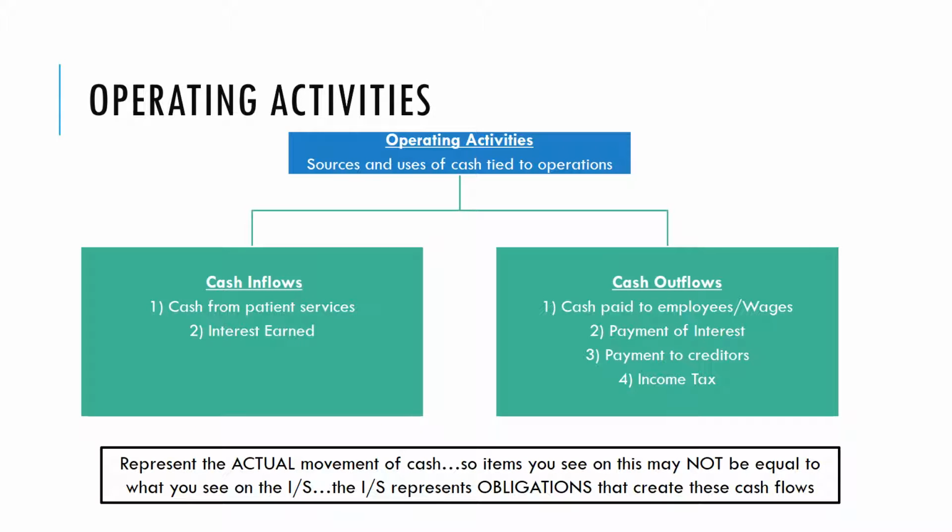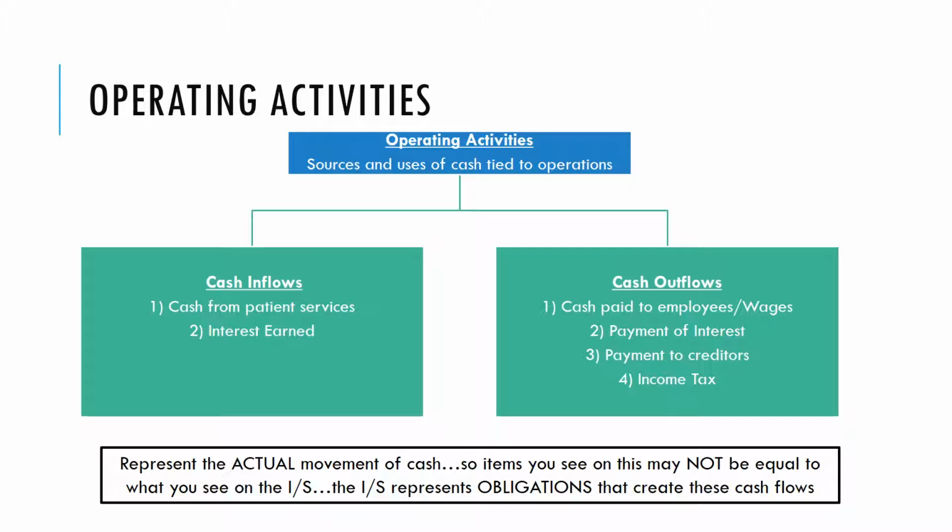Our operating activities. So you have our sources and our uses of cash, which are tied to operations. Similar to what I was talking about for the income statement, this is directly related to the operations of the business. So generally you have cash inflows where you have cash from patient services. So you have the payments coming in from the patient services. You have interest earned.